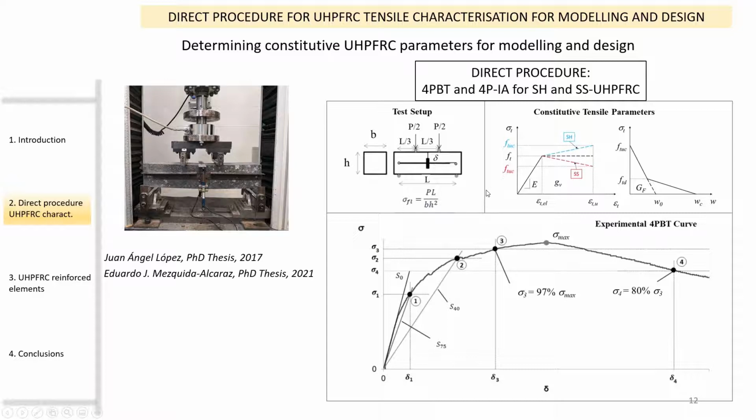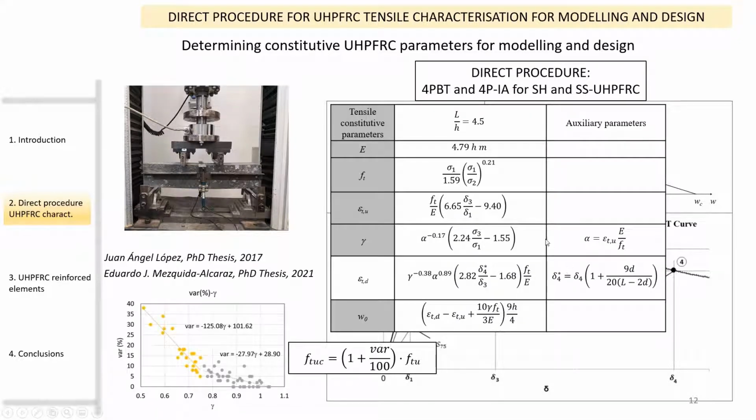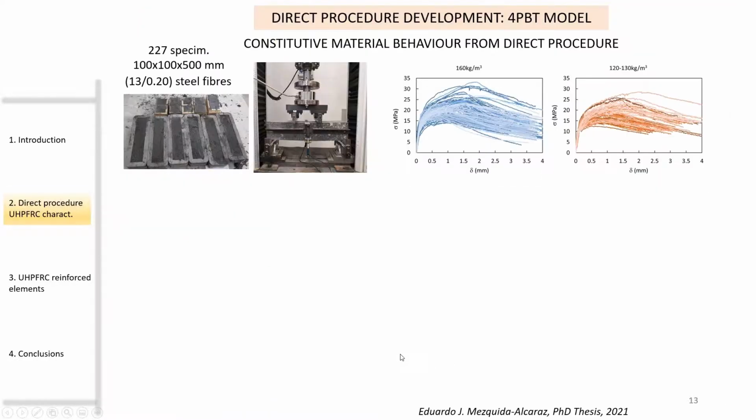Our direct procedure starts from the unreinforced 4-point bending test. From this test, we obtain the experimental bending curve, and we define 4 specific key points. From these 4 key points, we are able to obtain the tensile parameters necessary for numerical modeling using an inverse analysis and a softening correction.